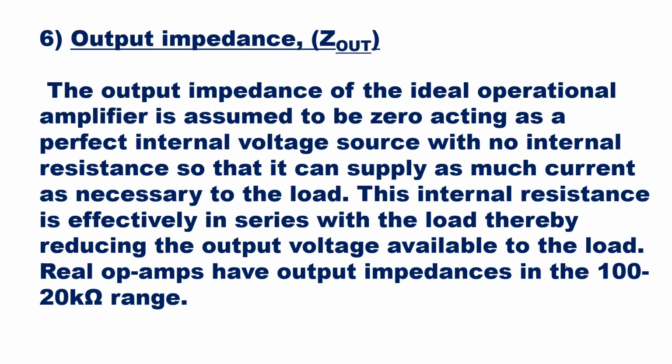This internal resistance is effectively in series with the load, thereby reducing the output voltage available to the load. Real op-amps have output impedances in the 100 ohm to 20 kilo ohm range. So one thing you have to remember for an op-amp: its input impedance will be ideally very high, infinite, and its output impedance will be ideally 0, very low.